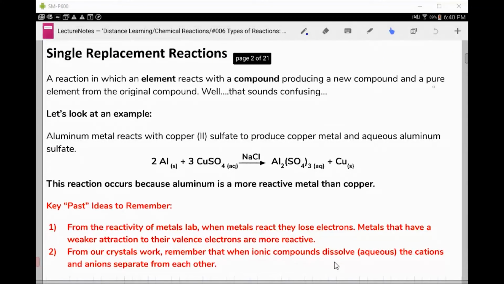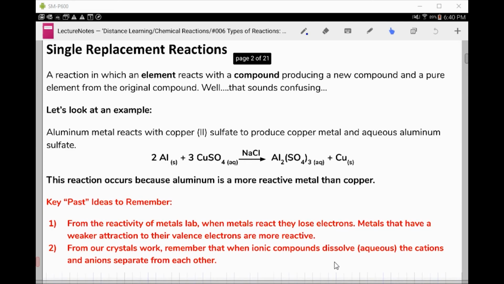Now, single replacement reactions are among some of the neatest reactions in terms of the things that they can do. However, the description of them does sound a little bit confusing, but here it is. A single replacement reaction is a reaction in which a free element reacts with a compound in order to produce a new compound and a pure element that was originally in the original compound. Yep, that's confusing. So let's break it down. Let's take a look at an example.